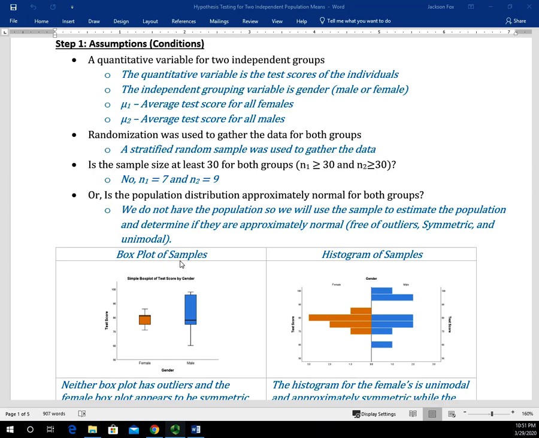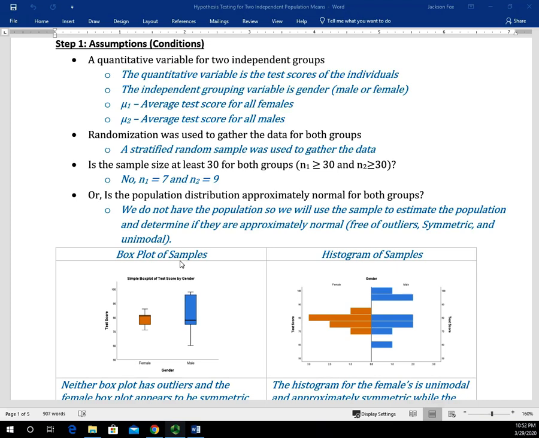So the first thing that we have to satisfy is we have to have a quantitative variable for 2 independent groups. In this case, the quantitative variable is the test score of each of the individuals that took this STEM test. The independent grouping variable is the gender, which would be male or female in this case. That's how we're grouping them, and males are independent of females. Mu1 is going to represent the average test score for all females, and Mu2 is going to represent the average test score for all males.